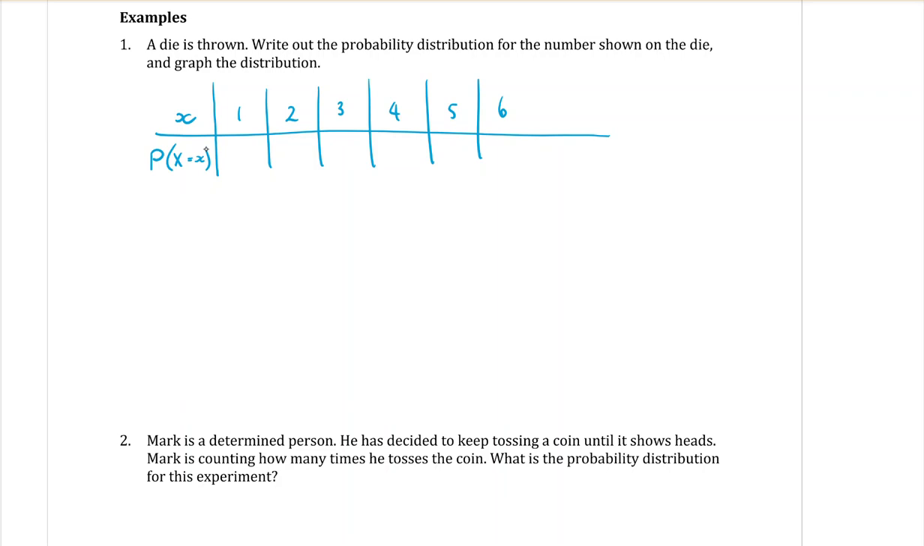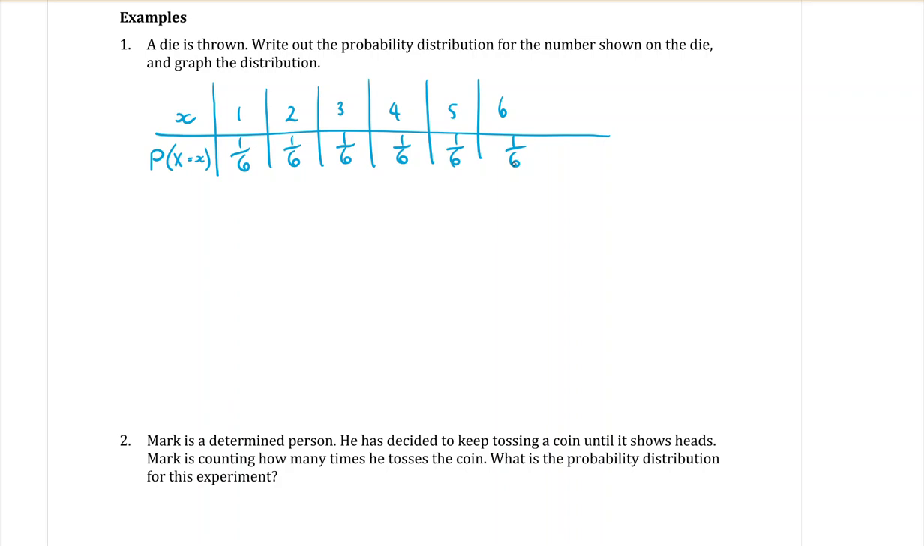So the probability of rolling a 1 as my observed value is a 1 out of 6 chance. The probability of getting a 2 is also 1 out of 6. We know on a dice everything is equally likely, and they're all going to be a 1 out of 6 chance. Okay, so there is our probability distribution written in a table.